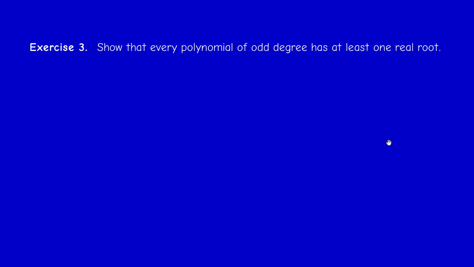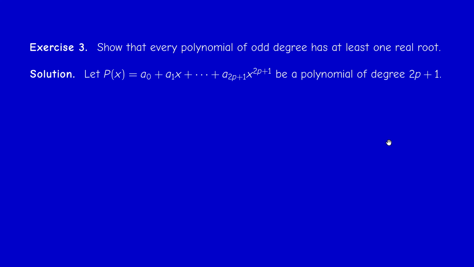Next result: show that every polynomial of odd degree has at least one real root. Okay, so we write the polynomial as usual, a0 plus a1 x plus etc. up to a_{2p+1} x^{2p+1}. If it's a polynomial of degree 2p+1, odd, it means that the leading coefficient is not 0. So it's either positive or negative. And actually, it's enough to assume that it's positive.